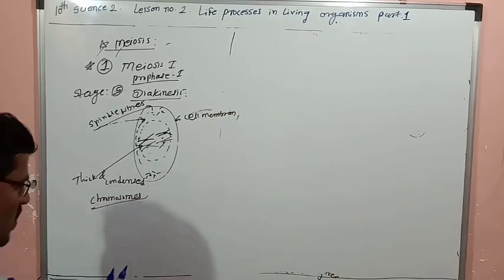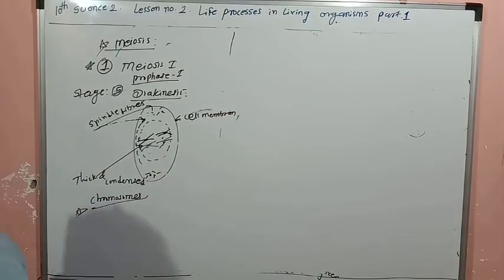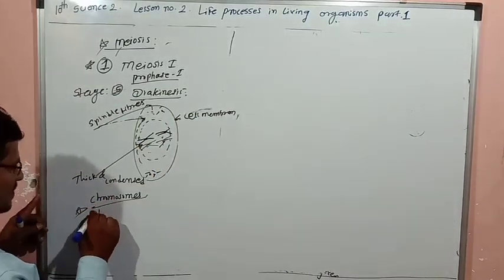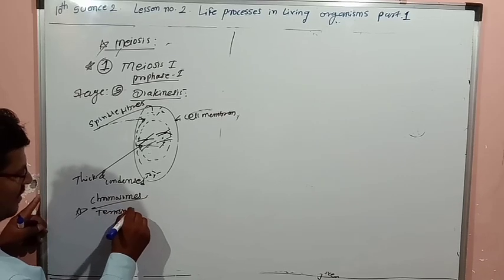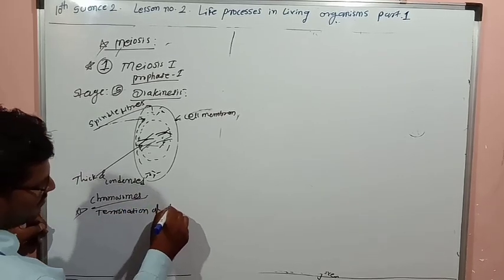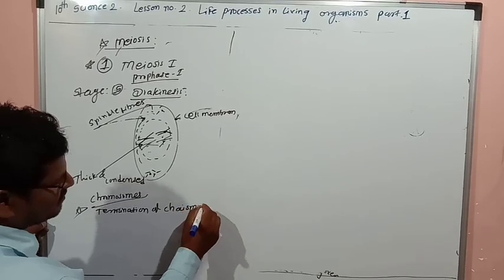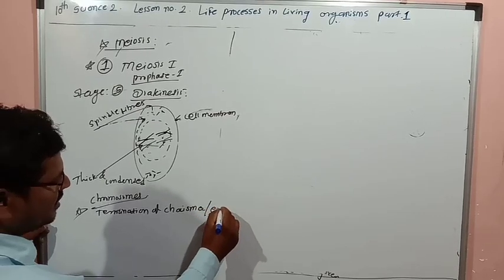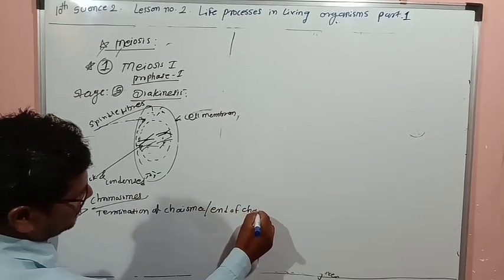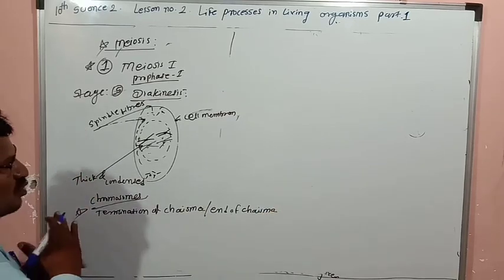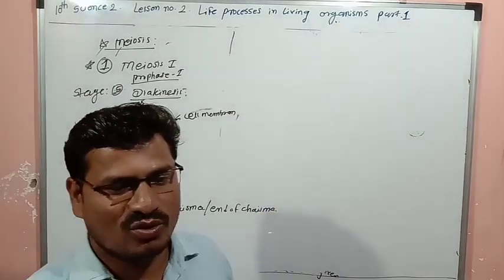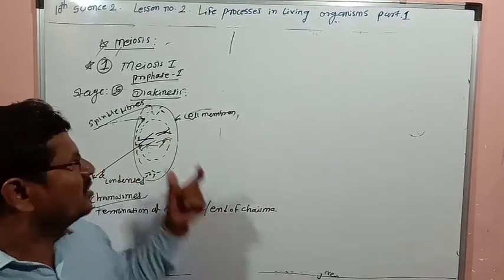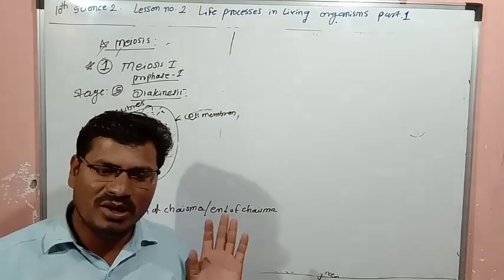So the first important thing is termination of chiasmata will take place here. Termination of chiasma, that means whatever X is there, that one is removed. Now it will be the end of the chiasma. That means chromosomes get completely separated. Here we are not showing crossing over, they are shown separately. So in the 5th stage, chromosomes get separated completely.